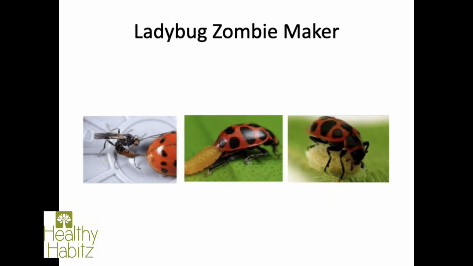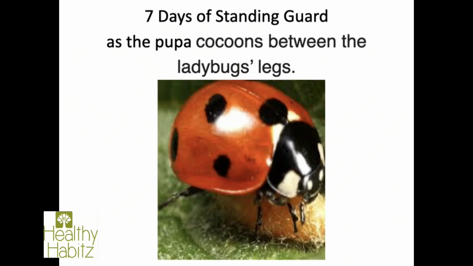After 20 days, this massive pupa emerges from the ladybug. Now that virus cascades and floods into the ladybug's brain, and the ladybug becomes like this zombie, and it straddles the pupa, and for 7 days it keeps guard. And if something touches the ladybug, it'll kick and twitch and guard that little developing wasp. At the end of 7 days, the wasp hatches, emerges, and the ladybug can continue on like nothing happened.